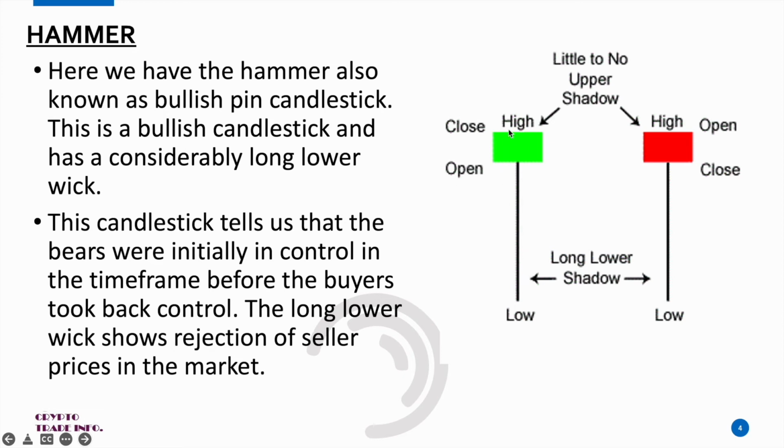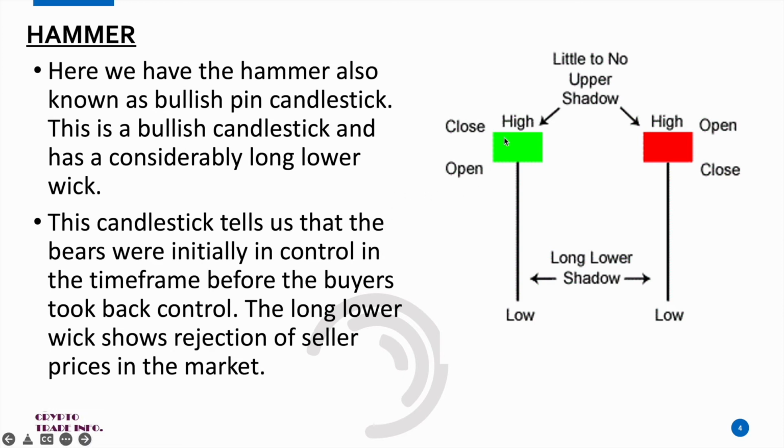Now, in most cases, we might have little or no wick on the higher part. Sometimes we might have a little wick at the high of the candle, but most times we don't have a wick at all, as you can see in the diagram. This candle tells us that the bears were initially in control in the time frame. The time frame of this candle is from the high to the low. Before the buyers took back control, the long lower wick shows rejection of the sellers' price in the market.